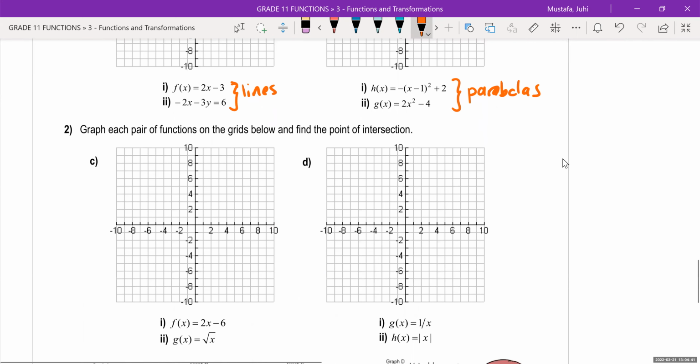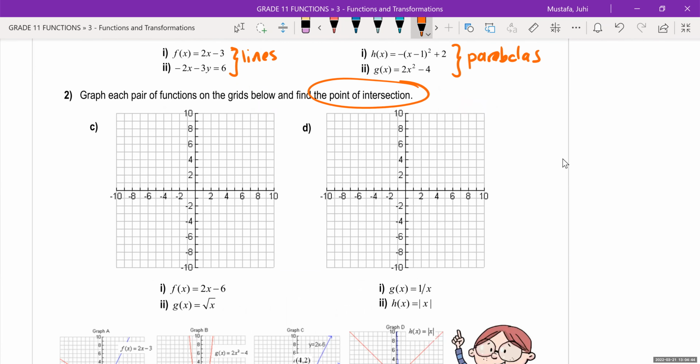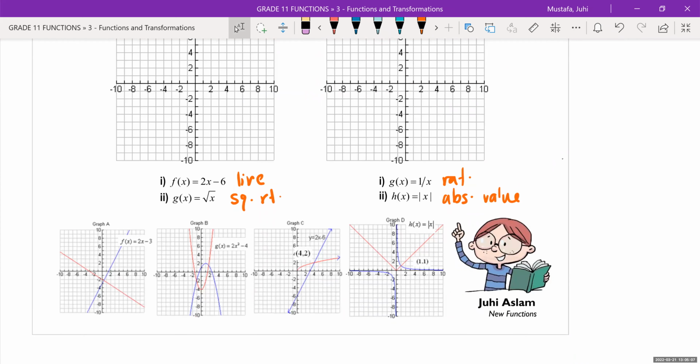And then for question 2, you're actually going to graph the pairs of functions and also see where they intersect. And this is where we're getting into our new functions. So we have a line, and then this is the square root function. And this is our rational function. This is our absolute value function. Okay, so for question number 2, you're going to graph them on the same graph and see where they intersect. I have included the answers at the bottom for all of them, including the points of intersection. And of course, if you need more practice, just grab some grid paper. I have some on the side and just practice as much as you need to.